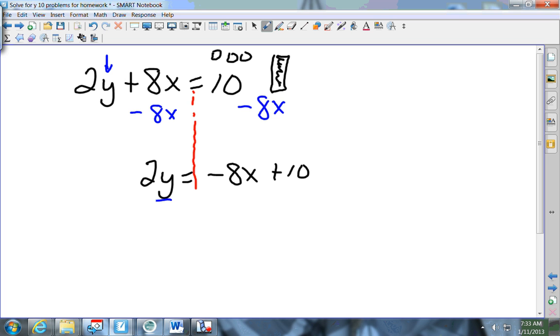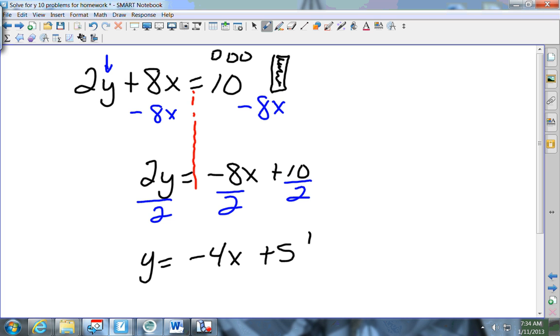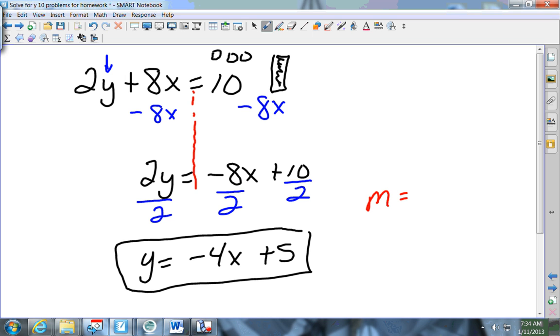Now you should have divided by 2, and you get y equals negative 4x plus 5. Now, from here, what's my slope? What number is my slope? Negative 4. My y-intercept is 5, or we would write it as (0, 5).